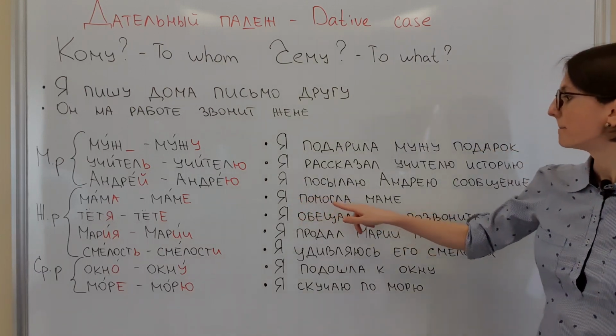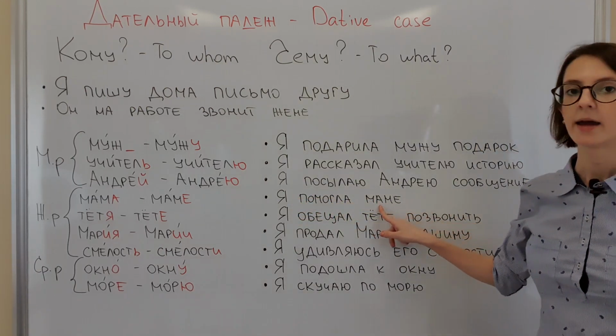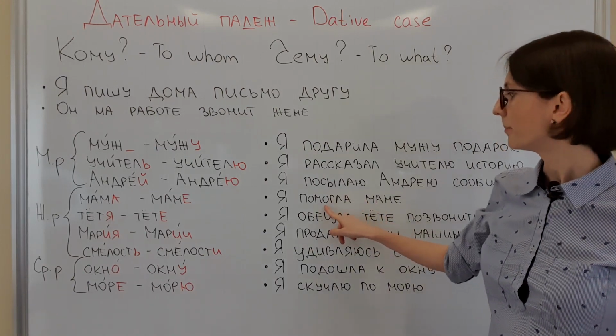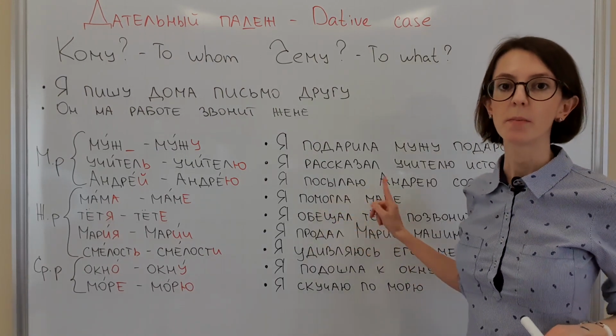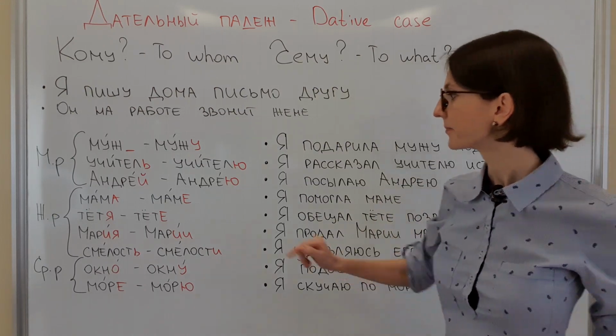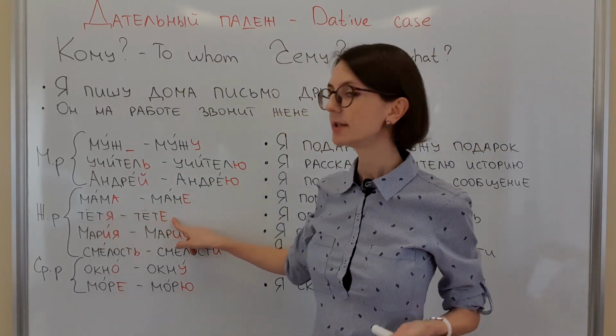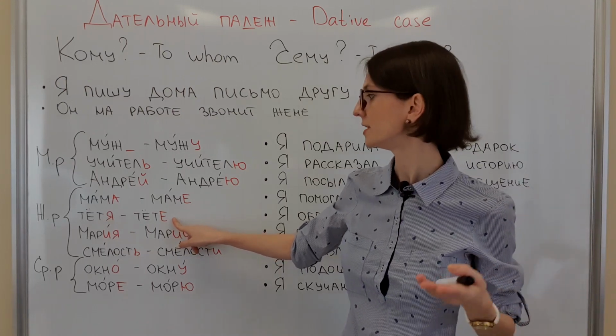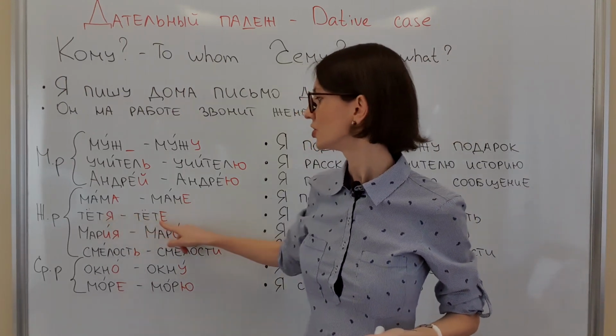Example. Я помогла маме. I helped my mom. I helped mother. Помогать, помочь plus dative case. Тётя, тёте. This is aunt. Тётя, тёте. Я, we change to е.